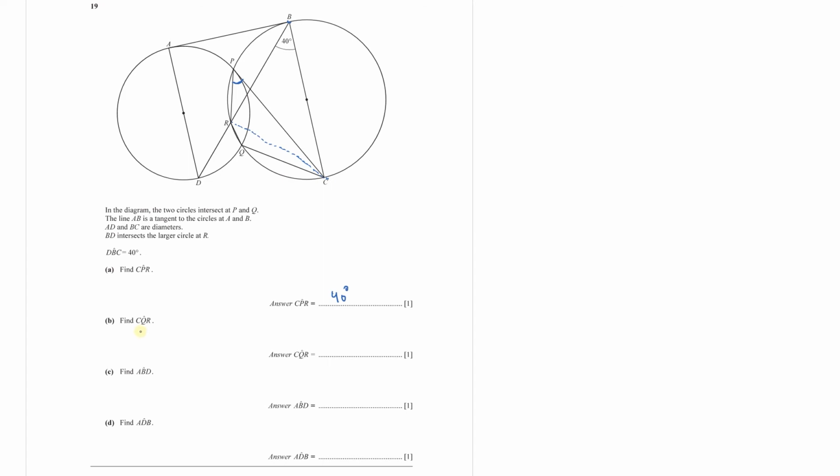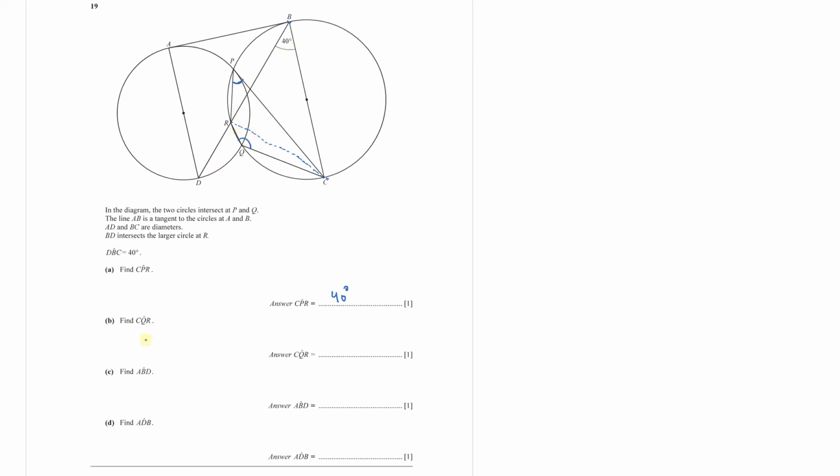Okay, so the next part is find angle CQR. So CQR is this angle here. If you look at the quadrilateral RQCB, this one here, this is actually a cyclic quadrilateral because all four of its points or corners are on the circumference of the circle. R, Q, C, B, all four are on the circumference. So we can use the property of cyclic quadrilaterals where the opposite angles sum up to 180 degrees.